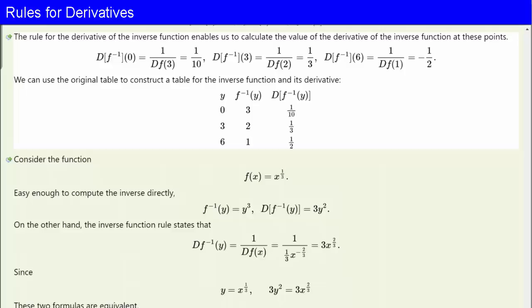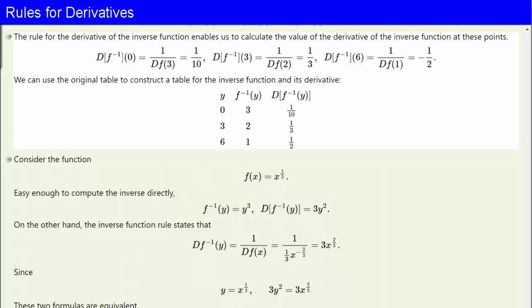Similarly, the derivative of f inverse at 3 is 1 over the derivative of f at the preimage point 2, and that turns out to be 1/3. And the derivative of f inverse at 6 is 1 over the derivative of f at the preimage point of 6, 1, and that turns out to be -1/2. We can use the original table to construct a table for the inverse function and its derivative.